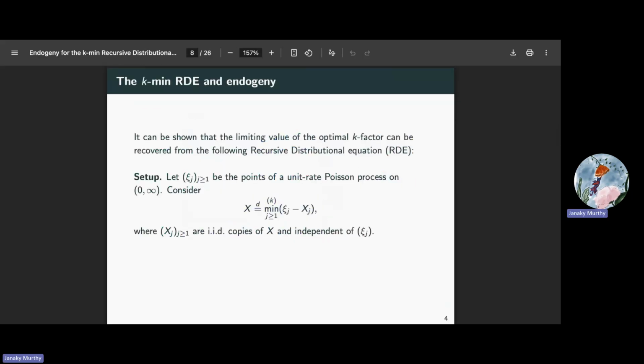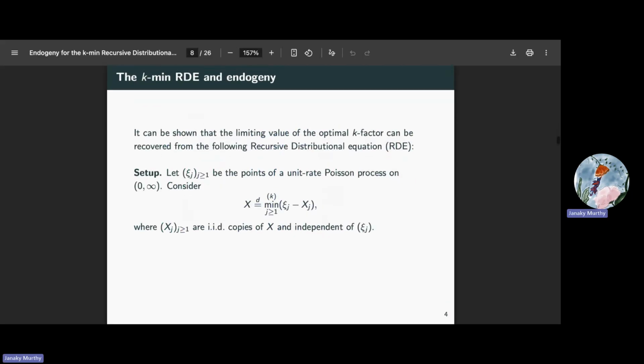Now let's look at the PWIT formulation. Before going there, I'll describe a recursive distributional equation. A recursive distributional equation is an equation where the left-hand side and right-hand side of the equations are probability distributions. In particular, we are interested in the following equation.